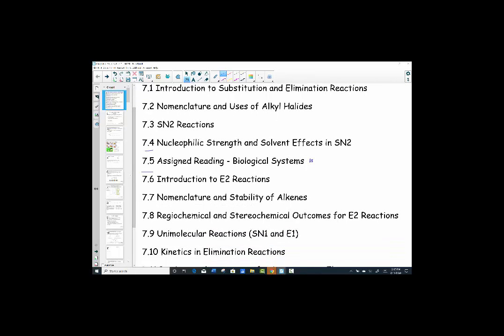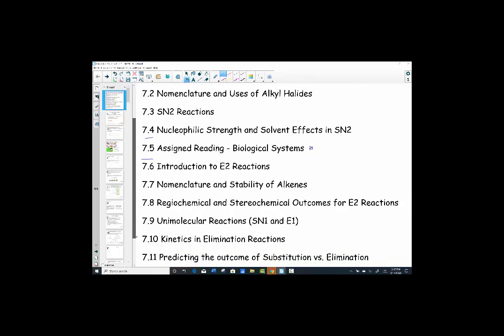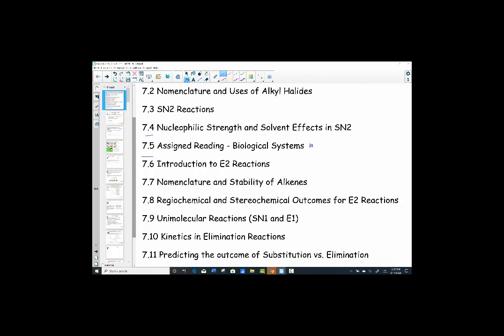Lesson 2 will begin investigating E2, elimination reactions that are bimolecular. We'll talk about the nomenclature of alkenes and the stability of an alkene. We'll look at the regioselectivity and the stereoselectivity for outcomes of E2 reactions.